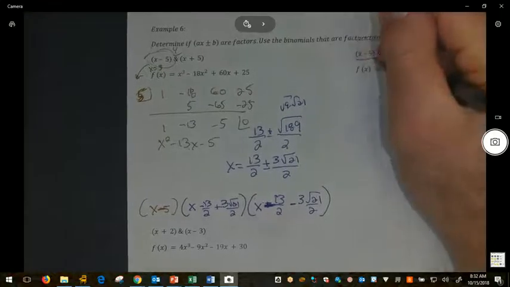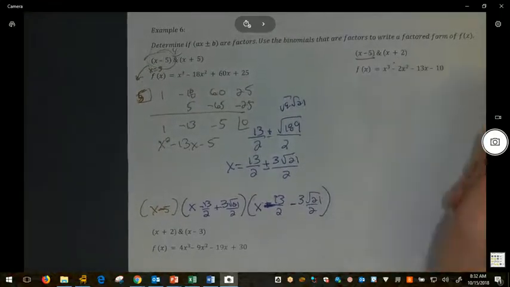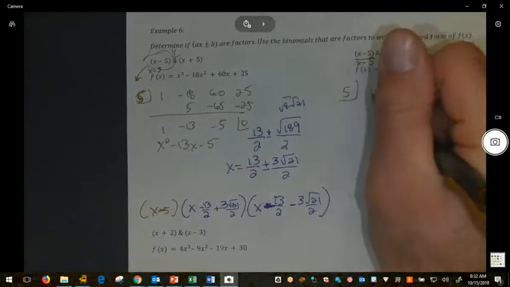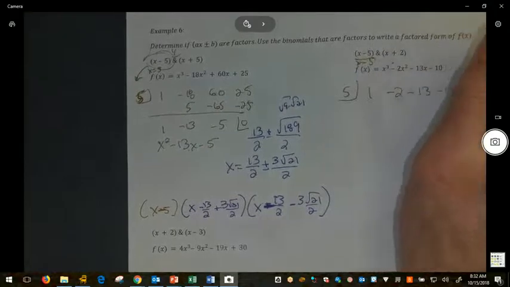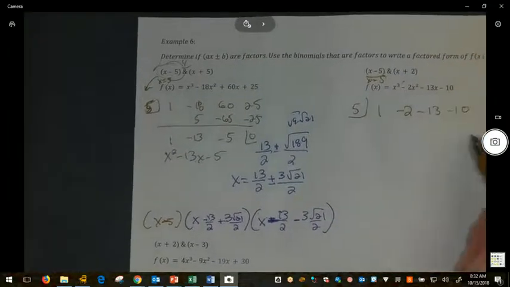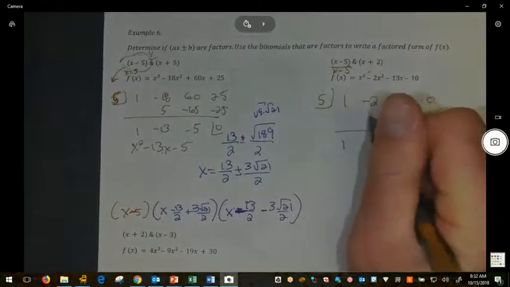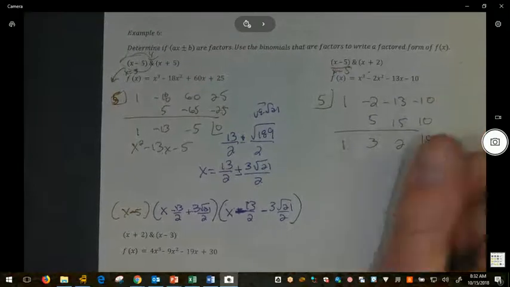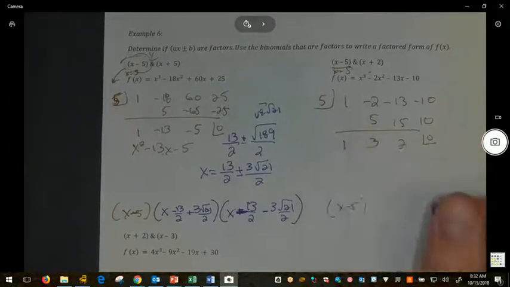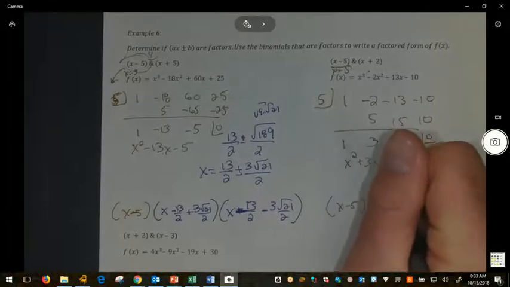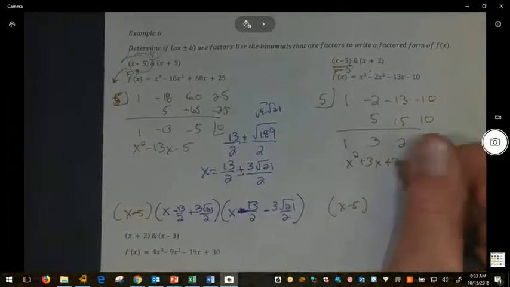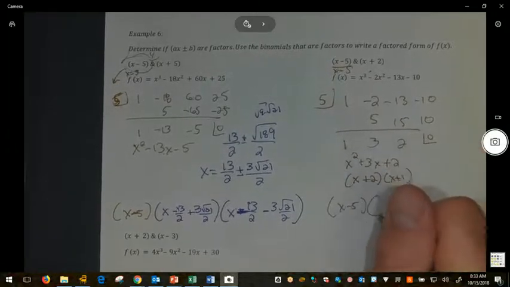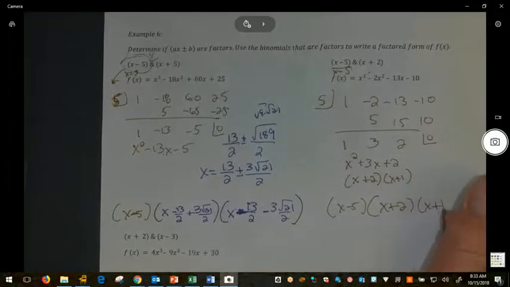And our next problem, I'm going to test x minus 5 again and hope it works, but if it doesn't, then I'll try the x plus 2. So when I do the minus 5, that means x equals 5 is going to be tested. 1, negative 2, negative 13, negative 10. No missing terms. 1 times 5, 3 times 5, 2 times 5. How about that? That worked out. We're happy. So we have x minus 5 as one of our factors, x squared plus 3x plus 2 as the other factor, and what's nice is this one is factorable, x plus 2 by x plus 1. So we bring those factors down. All of them were rational in this case.